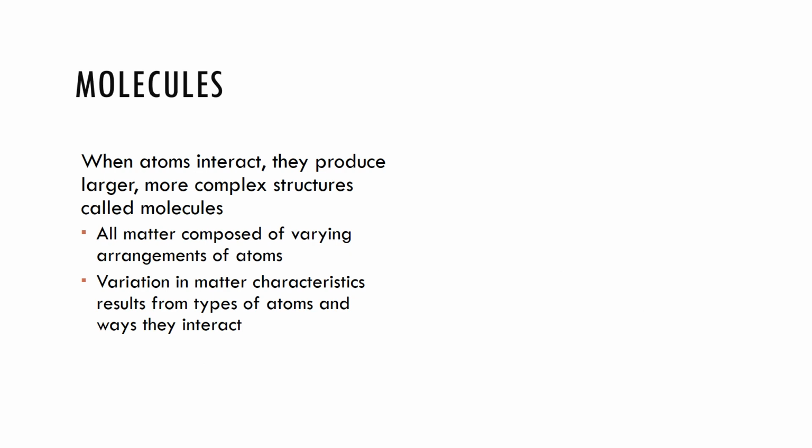Now, molecules: when atoms interact, they can produce larger, more complex structures. All matter is composed of varying arrangements of atoms, and the variation in matter gives characteristics that result from the types of atoms and the way they interact.